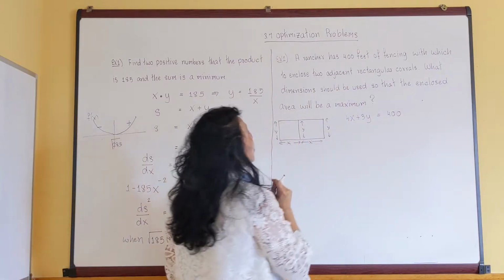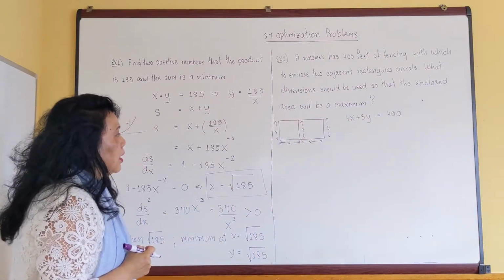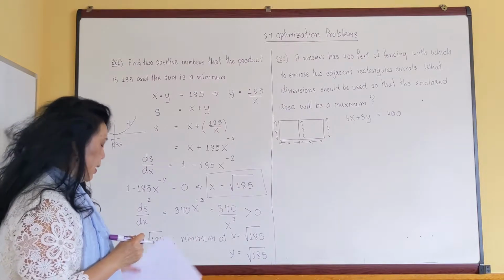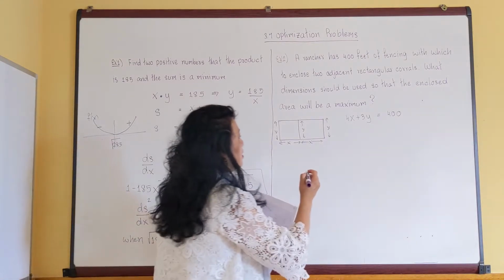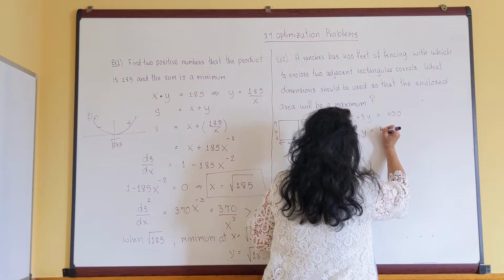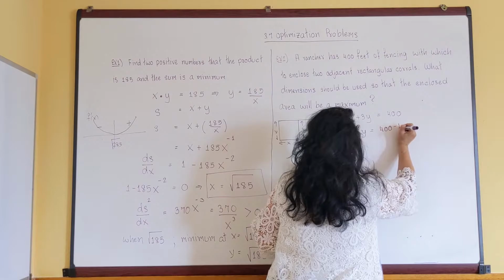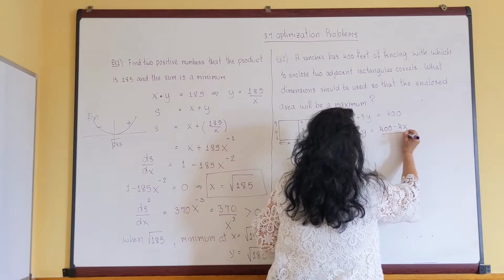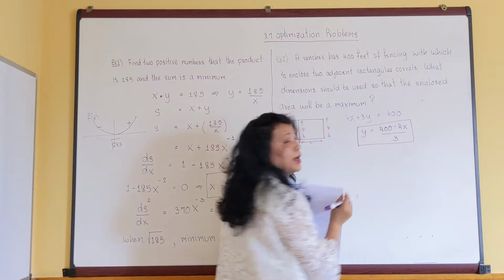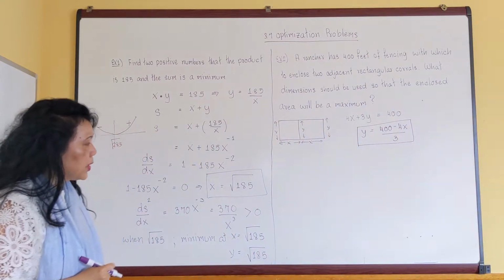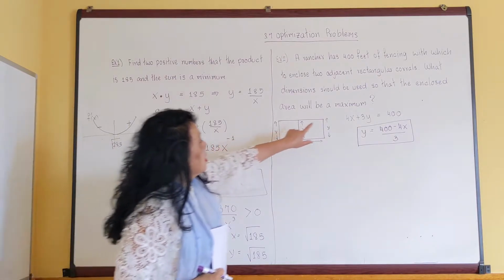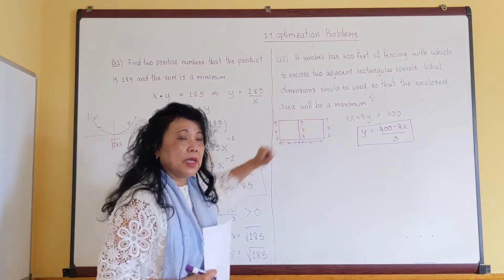And it is 400 feet. Now I'm going to solve for one variable. Let's see, I'm going to solve for y. My y would be 400 minus 4x over 3. Skipped some algebra here. Now we want to find the maximum area.